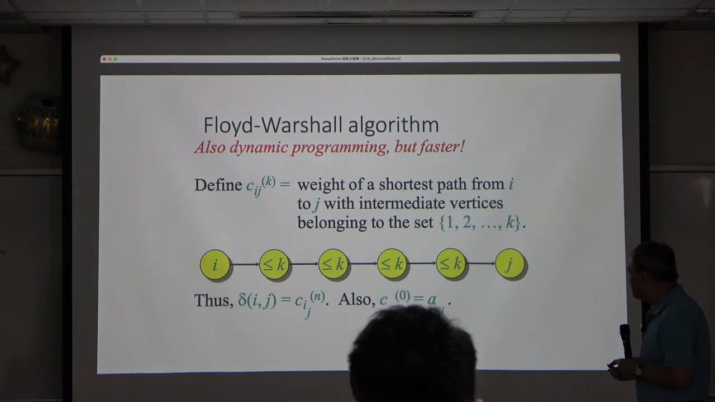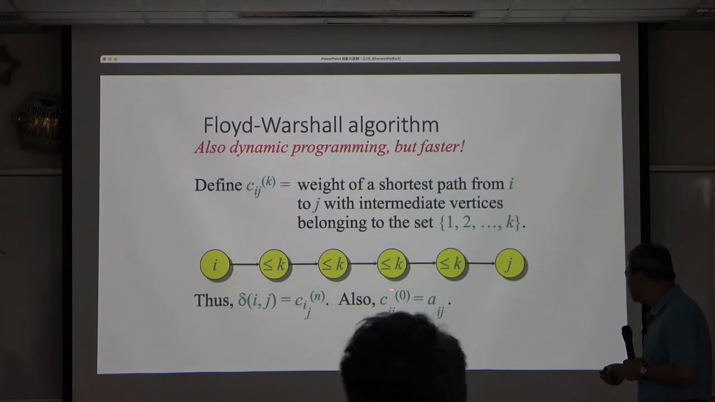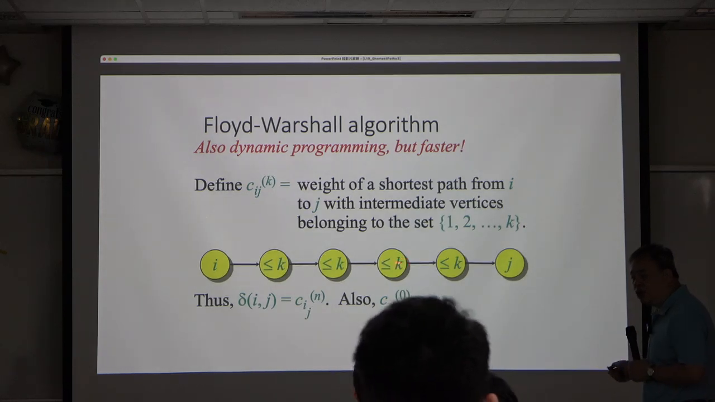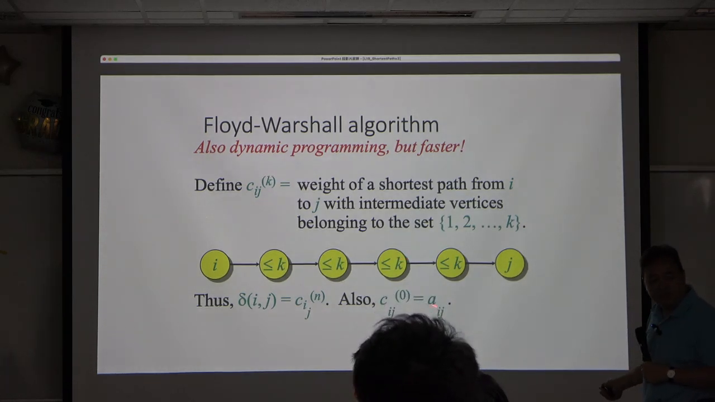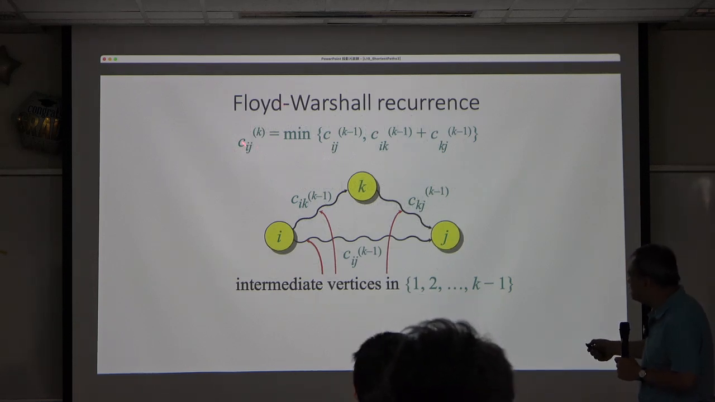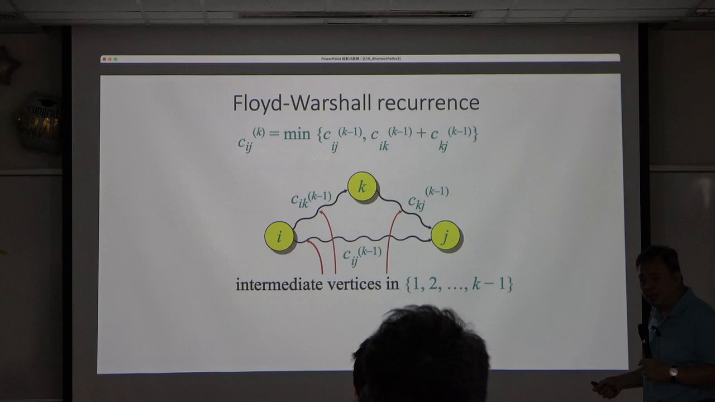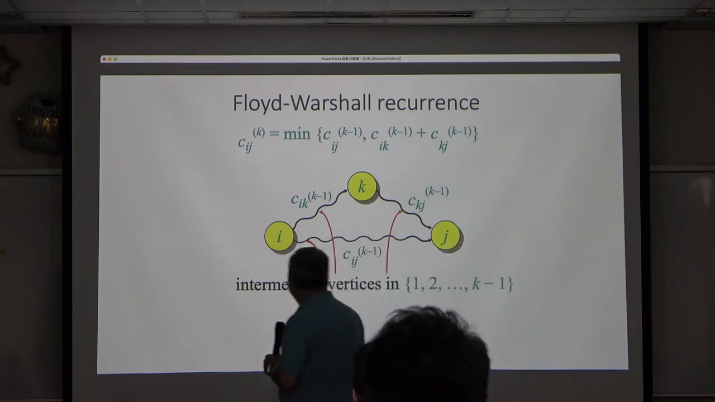So the interesting point is this. For Cijk, here I already told you the initial condition, Cij0. How do you get Cij0? For every assignment of I and J. And Cijk can be obtained recursively as the min of Cij(k-1) or Cik(k-1) plus Ckj(k-1).